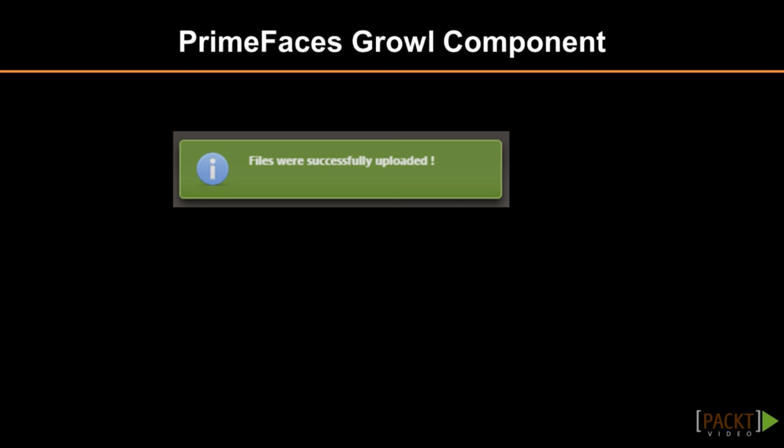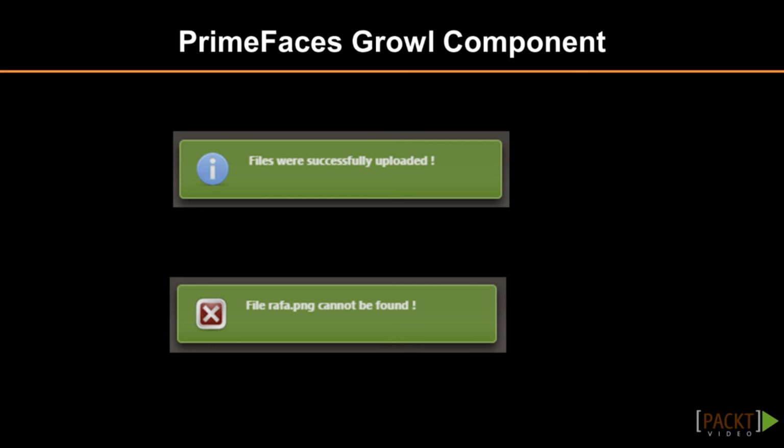First, it will be nice to inform the user about the success of the upload process. This can be accomplished by using a message of type "files were successfully uploaded" or "file X cannot be uploaded". In PrimeFaces, we can display Java Server Faces messages by using an overlay panel. A message and an overlay panel is known as the PrimeFaces growl component. We can add this component in a page by using the growl tag.